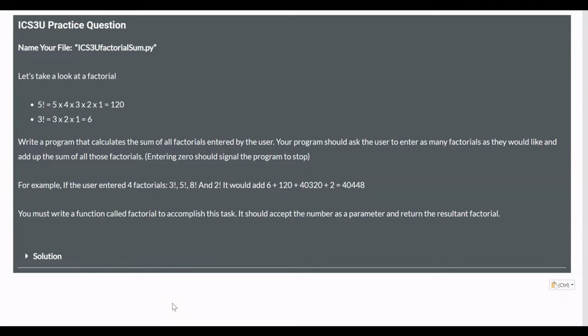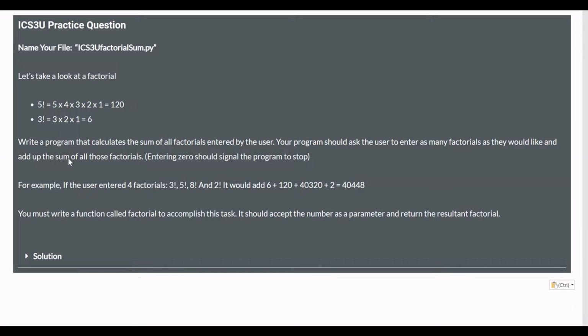All right, in this program, we're going to take a look at some factorial functions. So a factorial is just a product of all the numbers from the number itself down to 1. So 5 factorial is 5 times 4 times 3 times 2 times 1. 3 factorial is 3 times 2 times 1, etc. for any number.